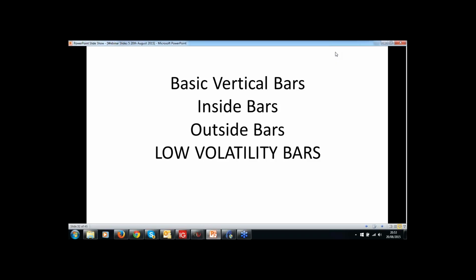But anyway, the reason we want to know those is because we only take buy signals off bullish bars, sell signals off bearish bars. And how do we trade inside bars? We trade them if the market breaks out to the high or low of the inside bar. But again, we have a set of rules where we show this. But let's look at a low volatility bar, and let's just see how powerful it is.